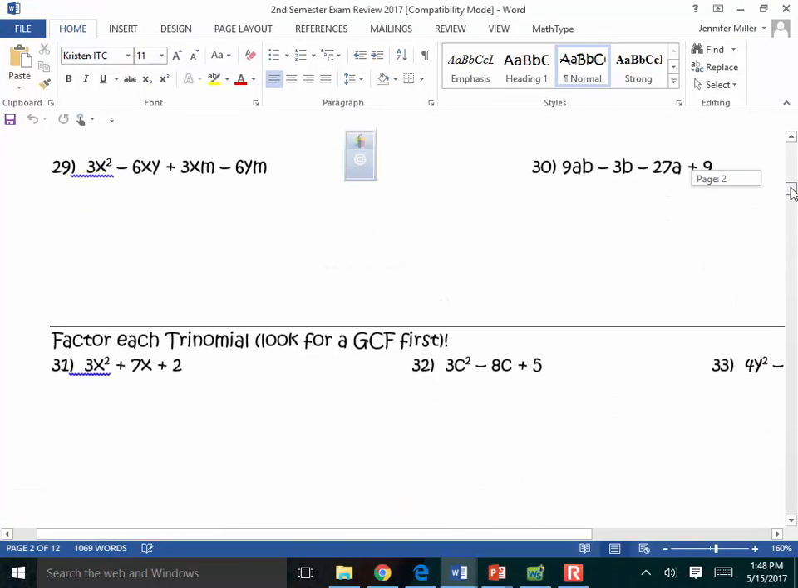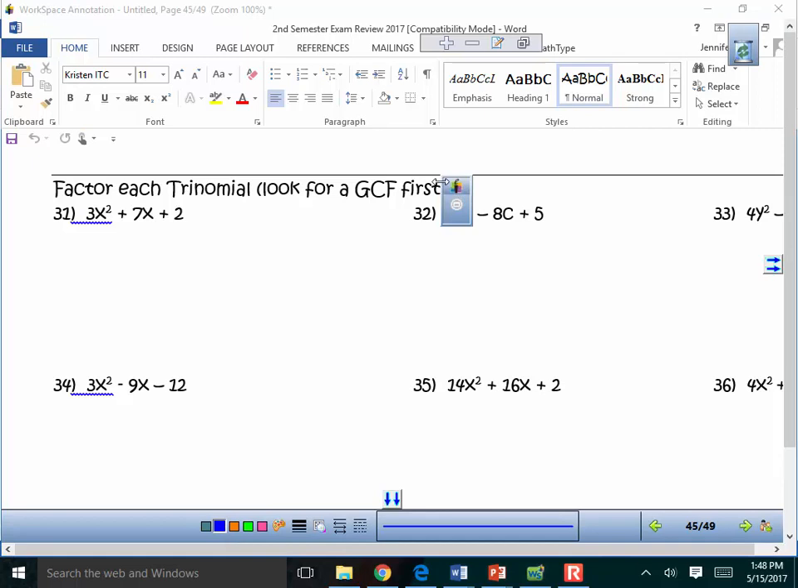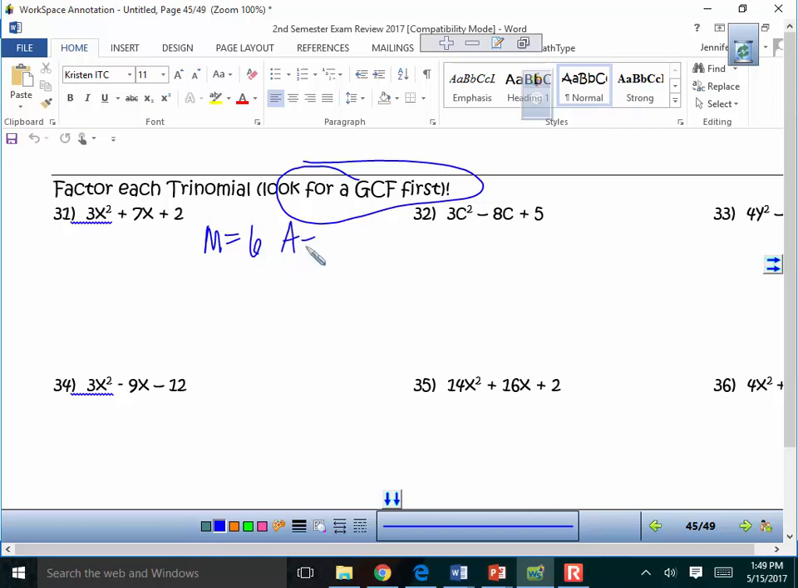All right, this is our favorite part, trinomial method, right? And guess what it says? Look for a GCF first, okay? So on number 31, do we have a GCF? No, but we can use the trinomial method, which means we want to find two numbers that multiply to give us a product of, and add to give us a sum of 7. We call this a Ma table.